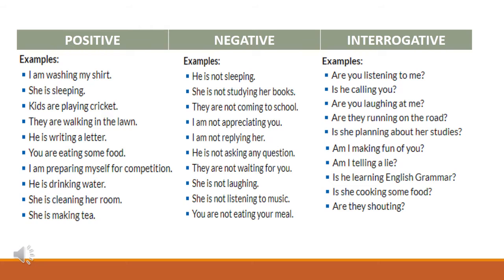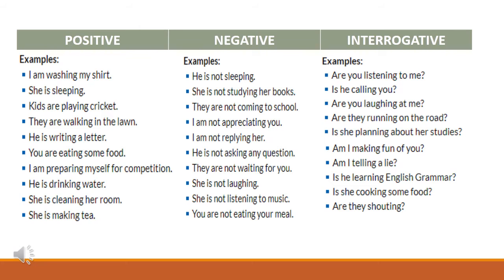Students, here you can see there's a chart where a lot of positive, negative, and interrogative sentences are given. Let's take example number 1 of a positive sentence. It is, I am washing my shirt. Here, I is the subject, am is the helping verb, washing is the main verb with ing, and my shirt is the rest of the sentence. Now, how did I make this sentence? Of course, I made it with the help of the structure. So, it is very important for you to learn all these structures of all the tenses.